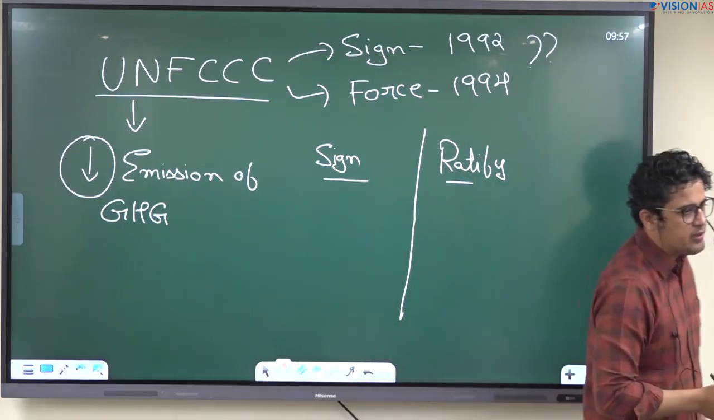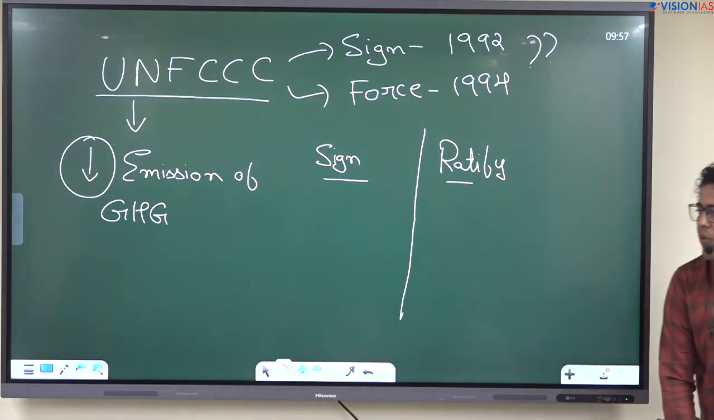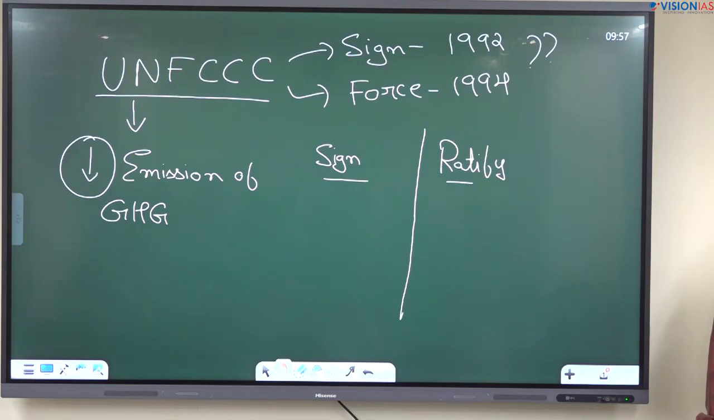Both of these processes are involved with international agreements. Suppose there is an international conference taking place. India will send its representative, maybe a bureaucrat, maybe a minister. That person will go to the conference and will represent India.